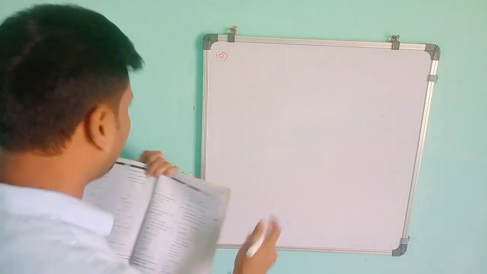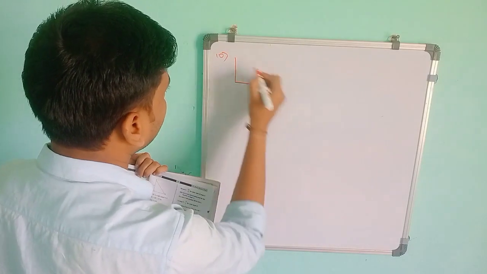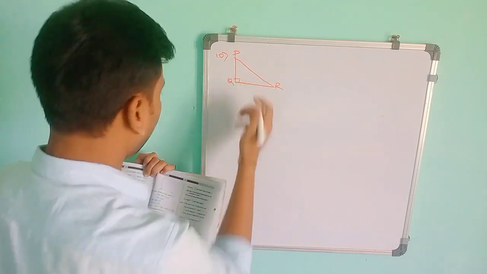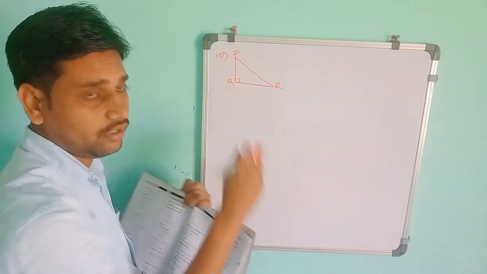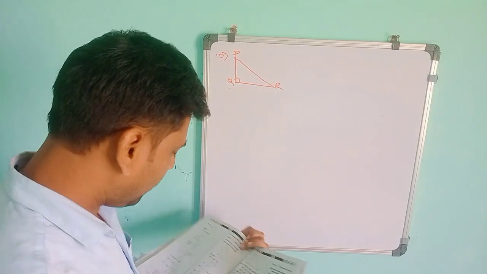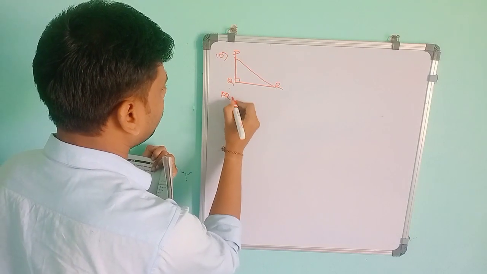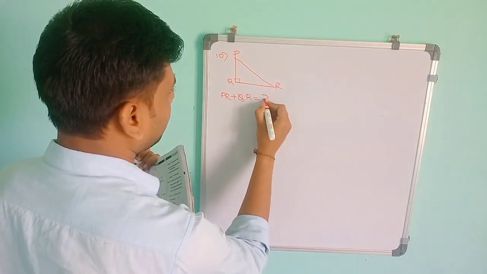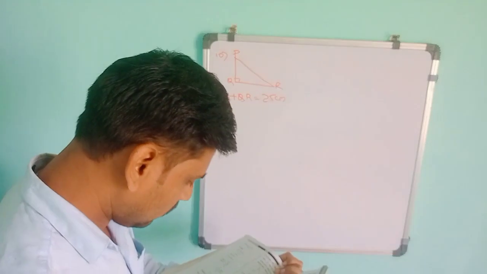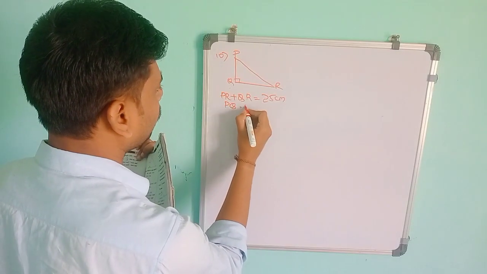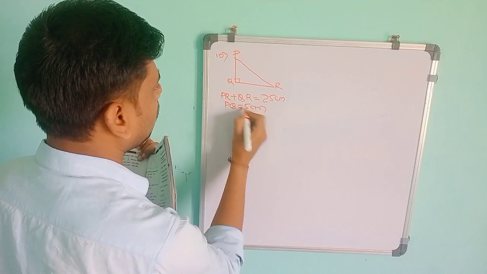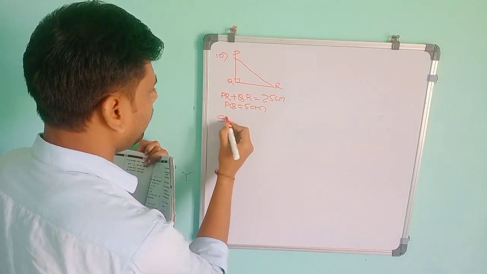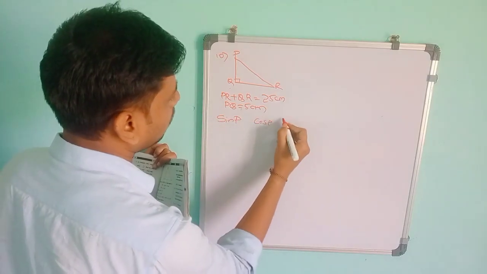Question is in triangle PQR. In triangle PQR, this is right angle. So right angle at Q. Then the given condition is PR plus QR is equal to 25 centimeter and PQ is equal to 5 centimeter. Then determine the values of sin P, cos P, tan P.